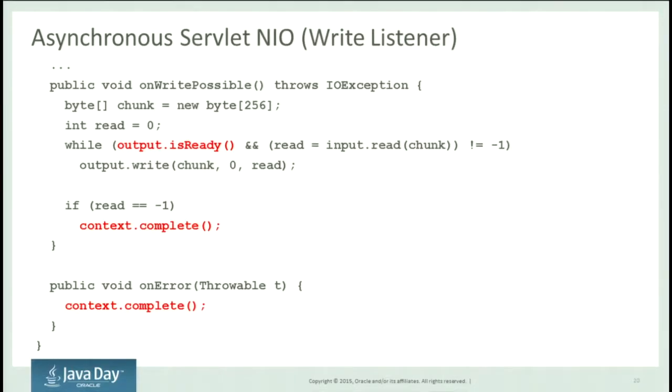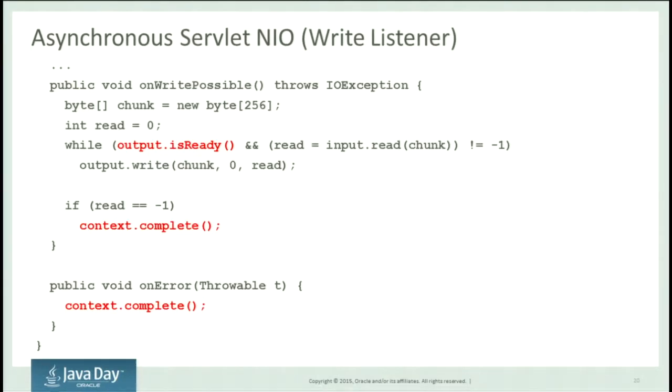As you can see from the loop, I simply keep writing until I have nothing left to read. As soon as I hit read equals -1, then I'm done. I'm finished, I can terminate this loop, and I can simply say context.complete. The other thing you should notice is the output.isReady in the while loop. It's not like onWritePossible is once and done. It's not like I get the callback once and I am finished. That is not the case.